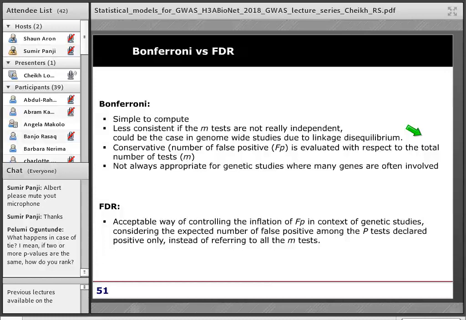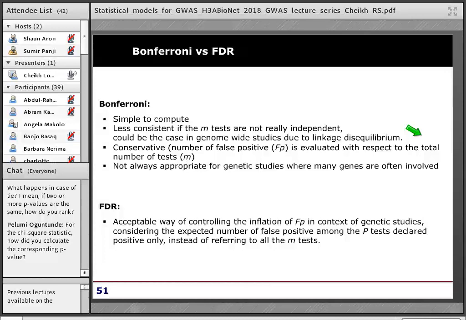So if you have these two ways of correcting the p-value, the Bonferroni is simple to compute, but it is less consistent if the M tests are not really independent, because it's a strong hypothesis to say that the M test statistics are independent. In genome-wide studies, due to linkage disequilibrium, we know that the tests are not really independent. It's conservative. The number of false positives is evaluated with respect to the total number of tests, M. So if you have 1 million tests, you have to use it as a denominator. So it's not always appropriate for genetic studies where we have many, many genes. It will always decrease the threshold, the corrected threshold will decrease very, very quickly.